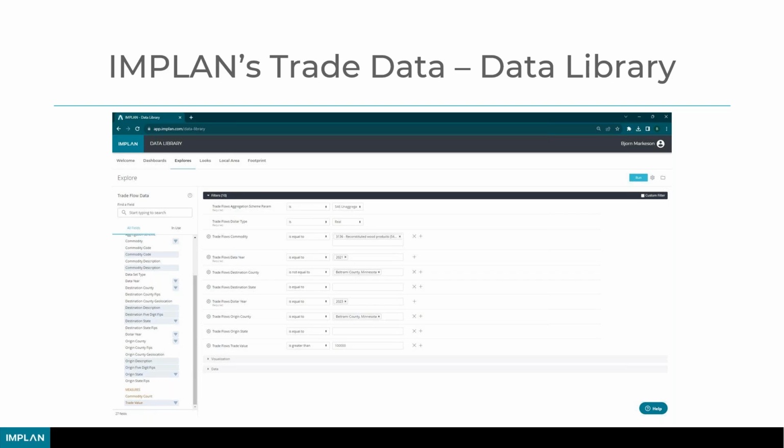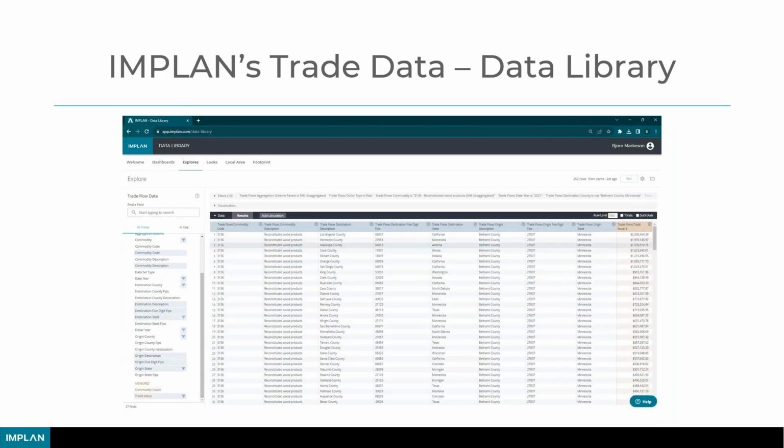So in this case, I want to pull reconstituted wood products, particle board, produced in Beltrami County, Minnesota, and shipped outside of that region for dollar values more than $100,000. I can pull that, I get a full table, and I can export it. This has the FIPS codes associated with it, so that allows us to tie it to specific geographies, and so you can export this into your own GIS for representation or analysis.